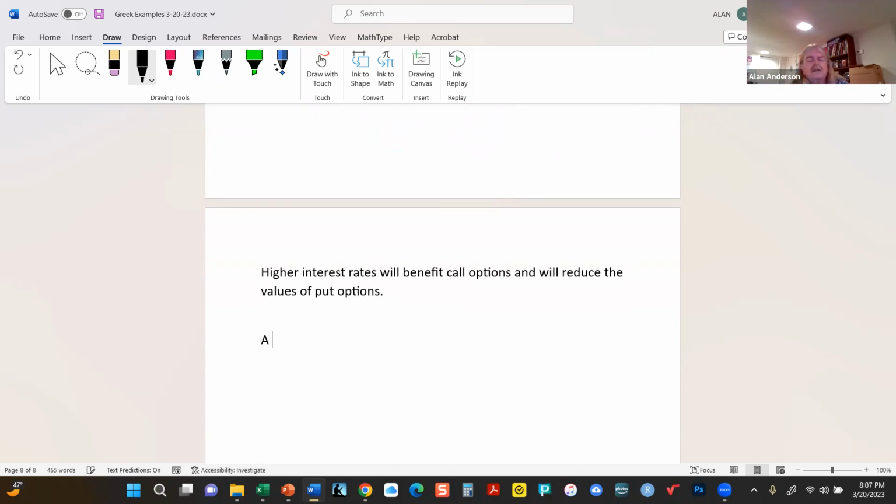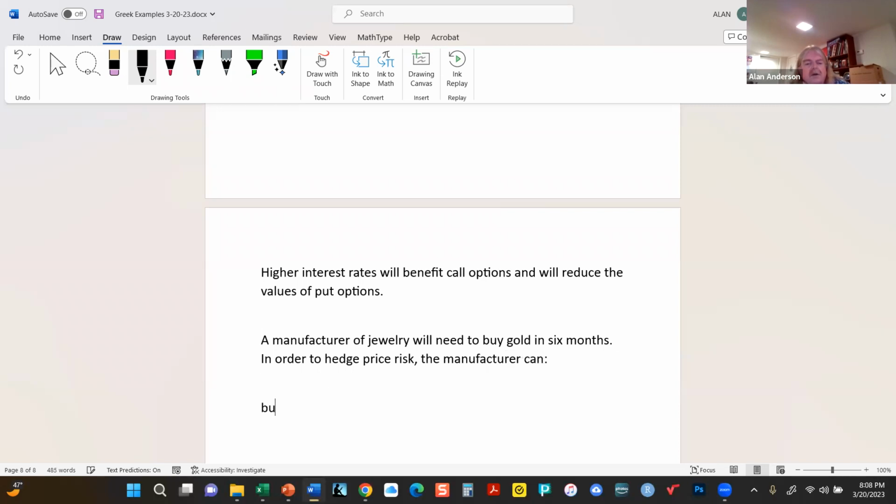All right, so let's say that a manufacturer of jewelry will need to buy gold in 6 months. There's some reason why they must buy more gold in 6 months. They have some contractual obligation to produce a certain amount of gold, and they know that they'll need to buy more gold in 6 months. So in order to hedge price risk, the manufacturer can buy a call option and pay for the gold in the future, or buy the gold today.